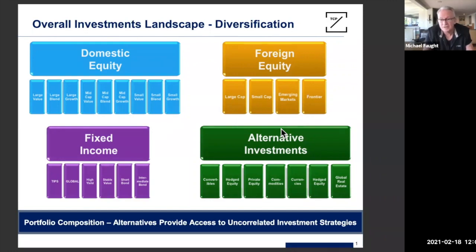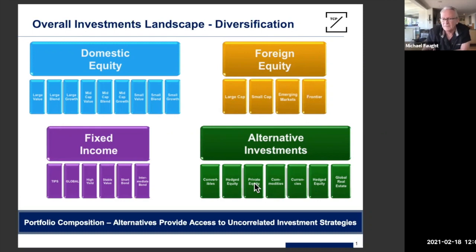So these are things other than stocks and bonds. They might be real estate, they might be convertibles, they might be commodities and currencies and hedge funds and so forth. And as you'll see, this little box right here is the box that we're going to talk about today. And that is the realm of private equity.